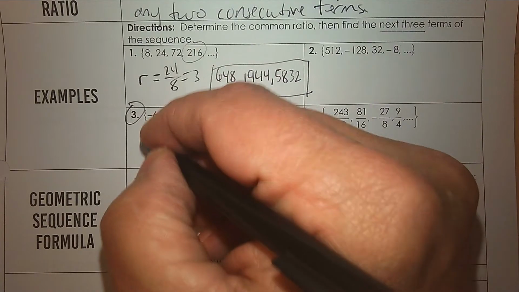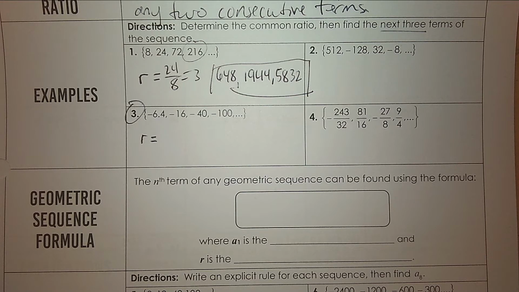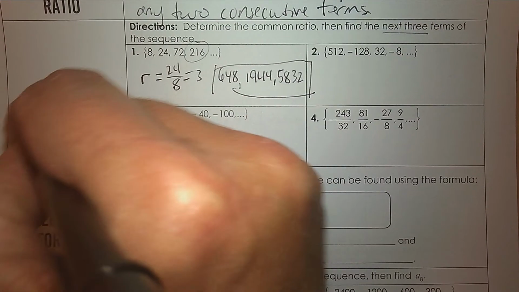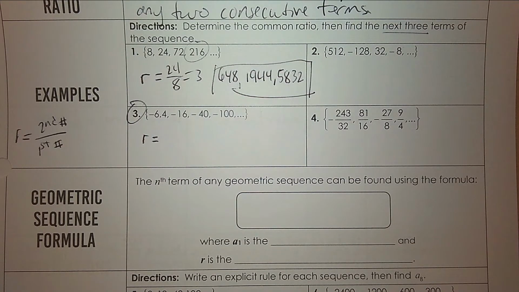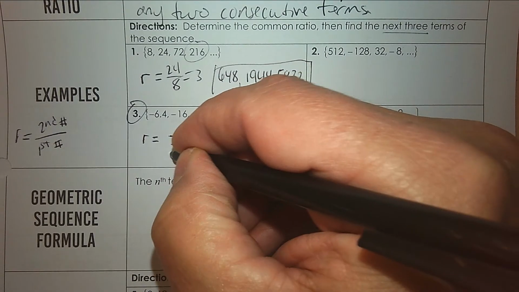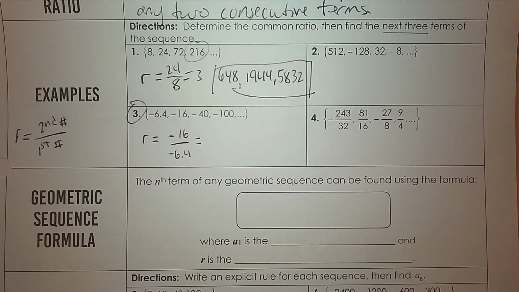Can you tell me the common ratio for number 3 because you have a calculator? It's important that when you do the quotient, it's the second number divided by the first number, right? The order matters. You got to go the second one over the first one. So in this case, it's negative 16 divided by negative 6.4. It's going to be a fraction. You need to leave it as a fraction. Just write down what the fraction is.